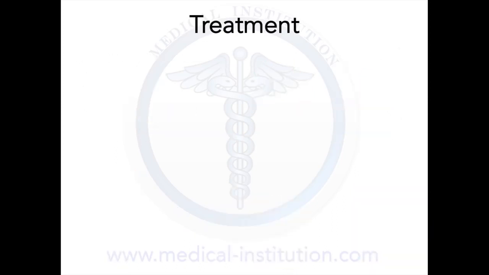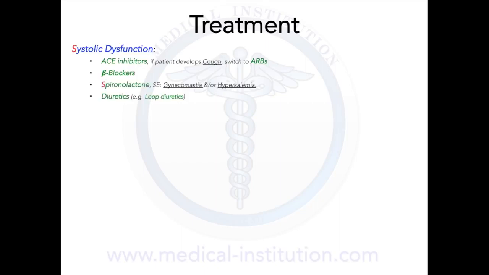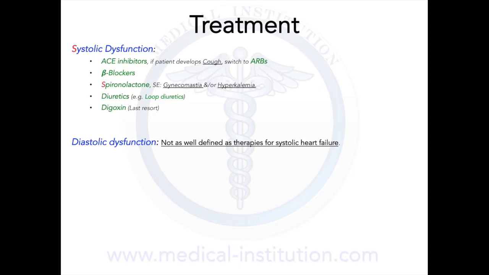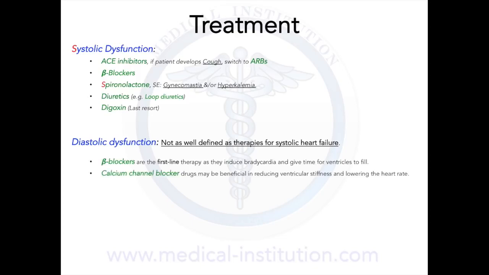The pharmacological management for systolic dysfunction heart failure includes ACE inhibitors and/or angiotensin receptor blockers, beta blockers, spironolactone, diuretics, and if nothing else works, we can give them digoxin. Medical therapies for diastolic dysfunction heart failure are not as well defined as therapies for systolic heart failure. Some of the medications that are used include beta blockers, calcium channel blockers, ACE inhibitors, and diuretics.